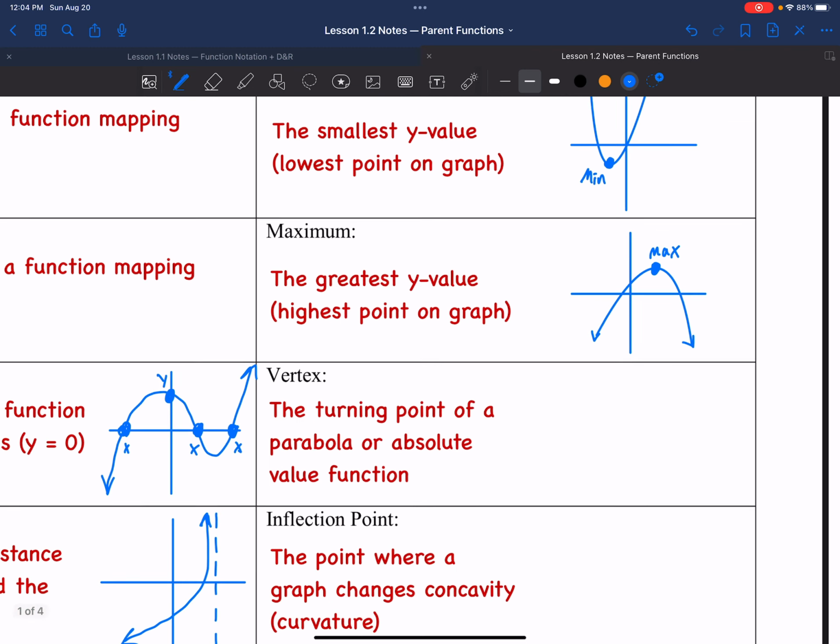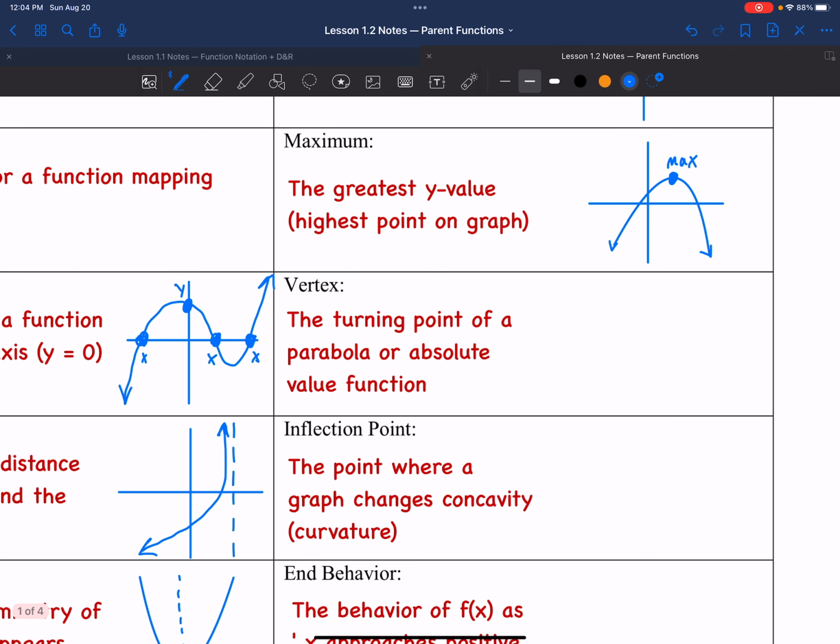Pretty basic. The vertex is the turning point of a parabola or absolute value function. So you could have a parabola like so. That's called the vertex. It's that turning point. You also might have an absolute value function, which looks like this. It's kind of a V shape, and that's a vertex. Okay, so both of those are the vertices of those graphs.